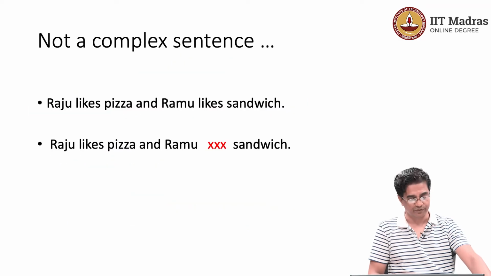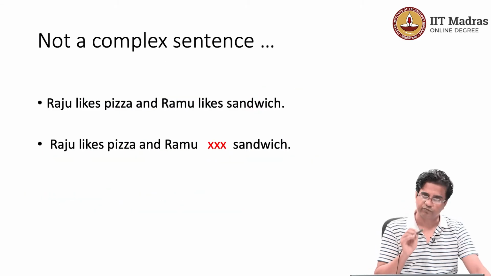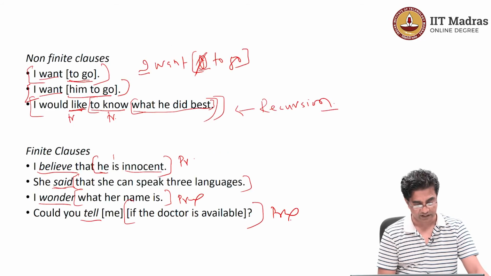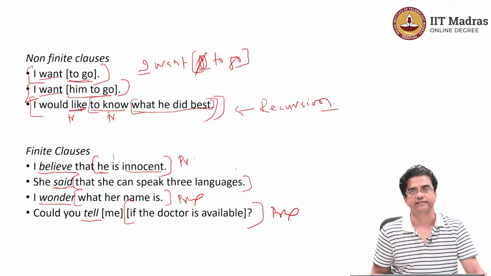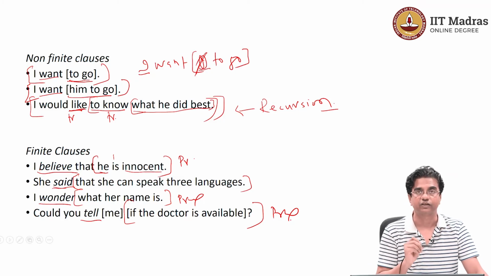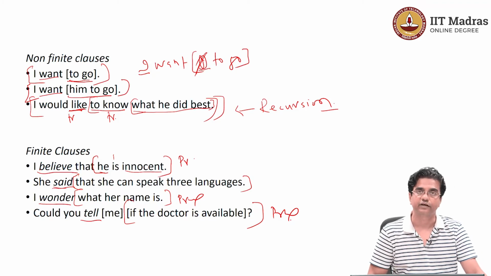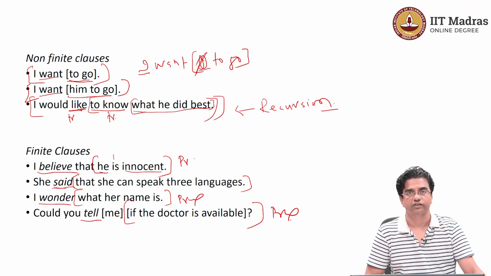We'll look at more examples, but now we want to look at some examples of that clause as subjects. But before that, I would like you to see that these types of examples we have been looking at are all complex sentences. I want to go is a complex sentence because want has a non-finite clause embedded as its object. I want him to go: another non-finite clause, him to go, is the object of the verb want.